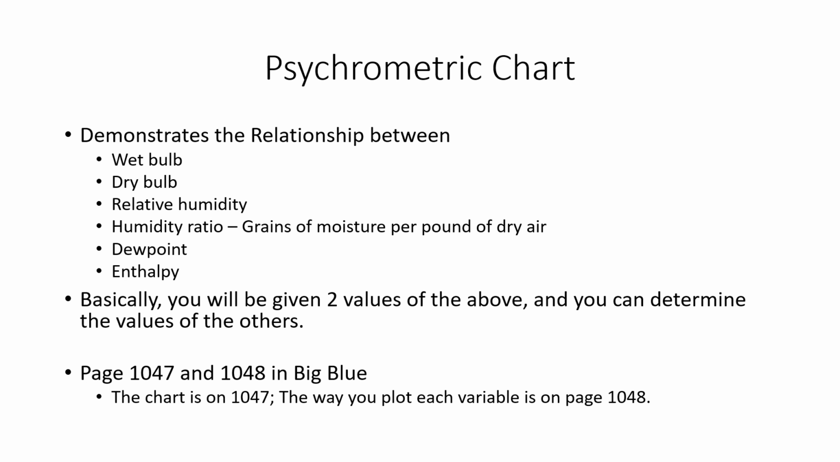It's not that complicated. You'll want to be on page 1047 and 1048 in Big Blue. That is the manual you're going to want to be able to operate. That's the Refrigeration and Air Conditioning Technology book, the one that's 1,600 pages. I call it Big Blue. The chart is on page 1047. On the back side, on page 1048, it tells you how to plot the different things, whether you're going vertical, at an angle, horizontal, or what have you. So you're going to want to be able to reference both of those pages as you go through, and on test day as well.